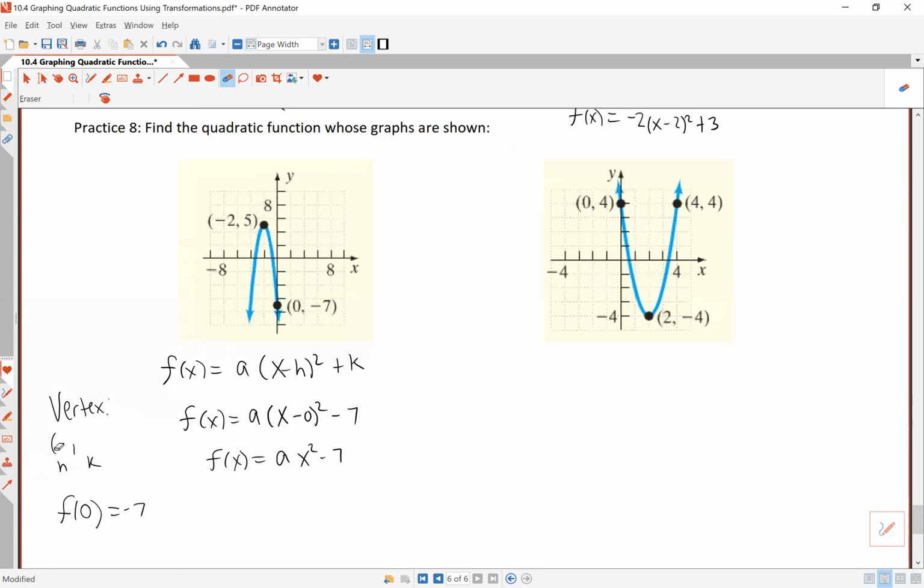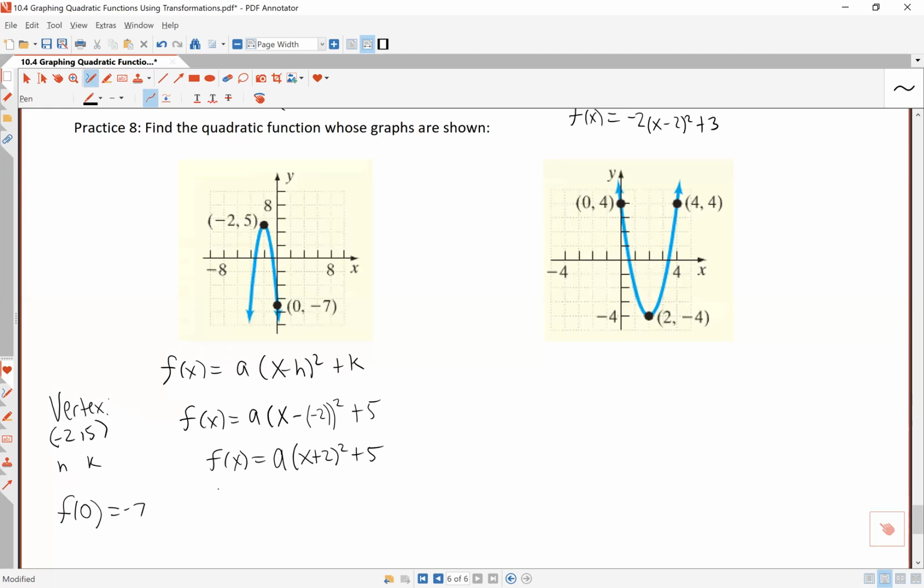So I think this is pretty obvious that the vertex should not be 0, -7. It should be -2, 5. So that would give us x minus a -2, squared, and then k would be 5. All right, that looks better now. So we have a times x plus 2 squared plus 5.